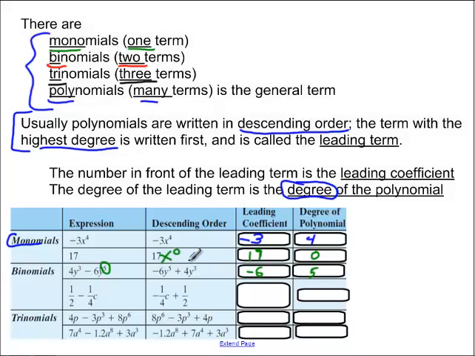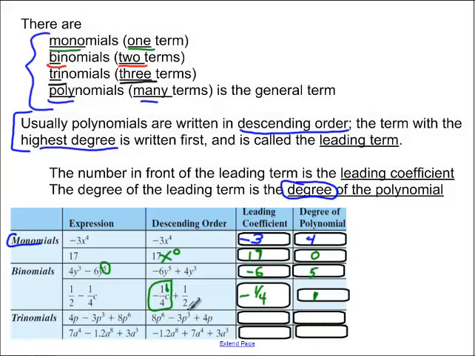So again, it's really important to write these in descending order. Here's another binomial. We've got 1/2 minus 1/4 c. Again, this is not in descending order. We have to write negative 1/4 c first, and the coefficient is the negative 1/4 in our leading term. The leading term is the entire thing right there. The coefficient is negative 1/4. c is to the 1st power, so the degree is 1. It's not written, so we have to write it as c to the 1st power.